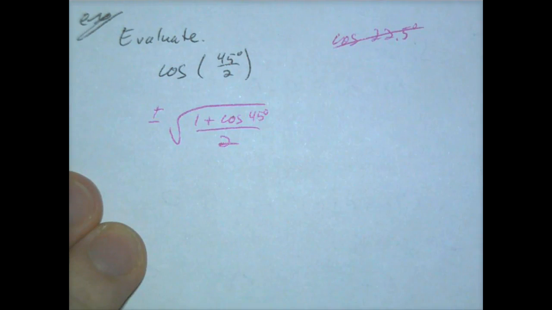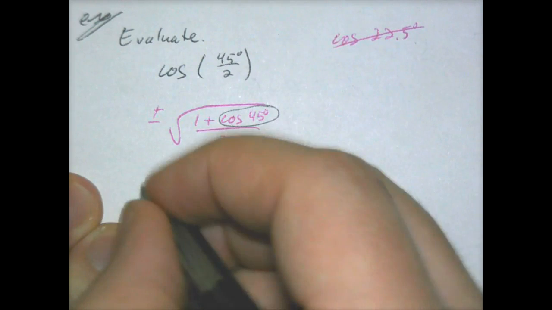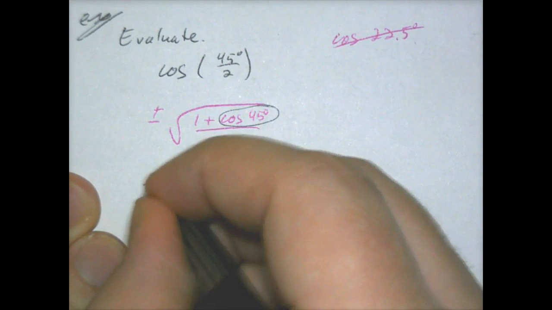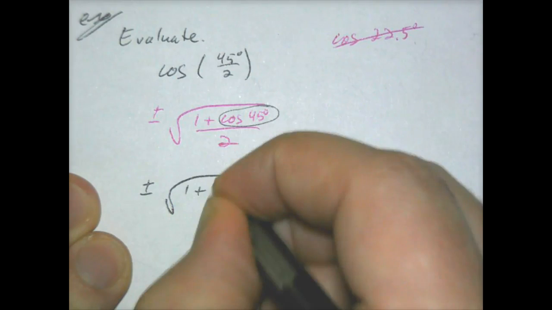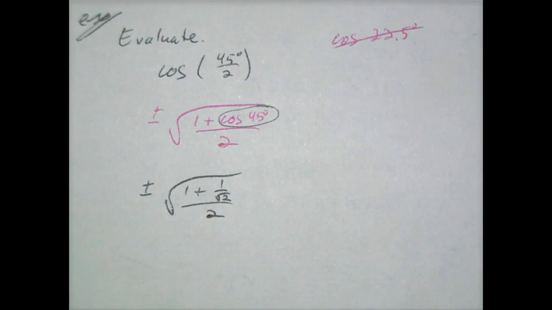Lucky me, I know the unit circle of my triangle, so I can evaluate cosine of 45 degrees and say that that is square root 2 over 2 or 1 over square root 2. So 1 plus 1 over root 2 divided by 2. If you write it like that, we'll be happy.